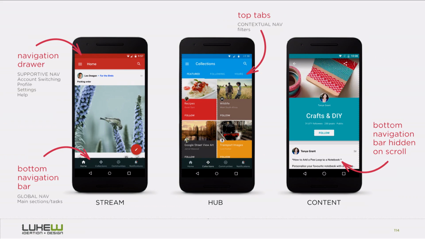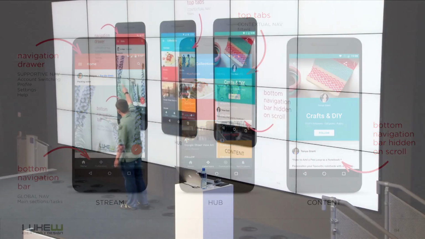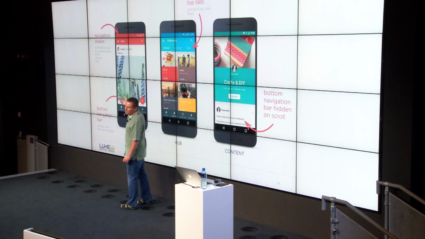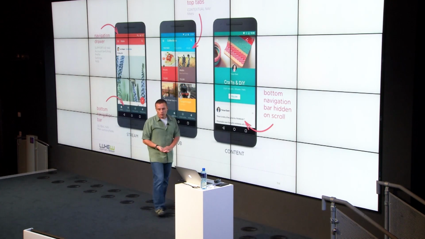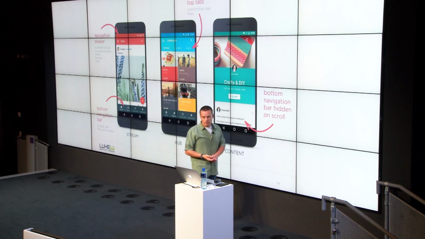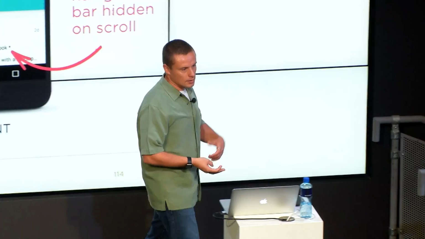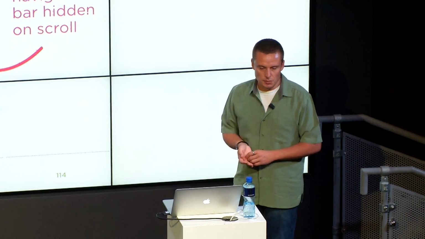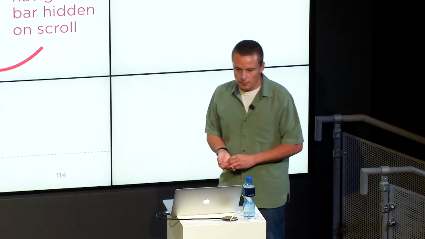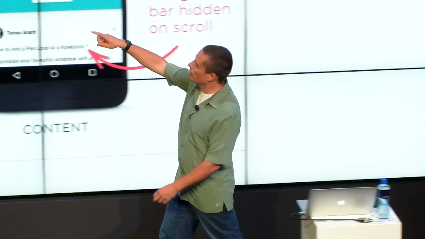We have what's behind the burger, which we call the navigation drawer. That's all about supportive navigation. So there is where you'll go to account switch, to look at your profile, to tweak your settings, to find help, these kinds of much less frequently utilized things that need to be accessible but don't need to be so prominent. And then we also have contextual navigation.